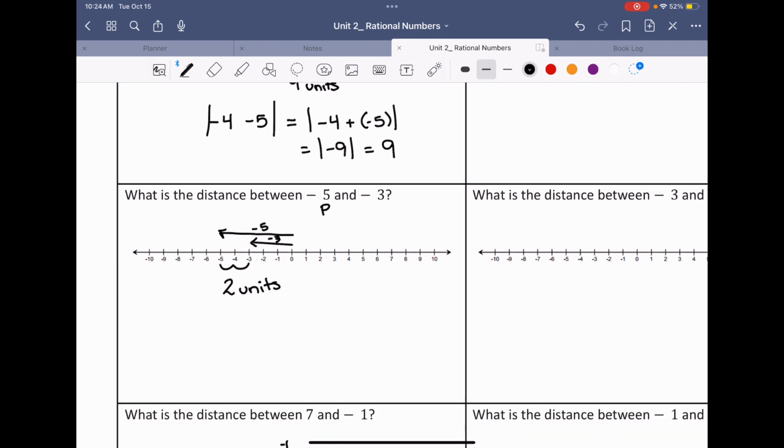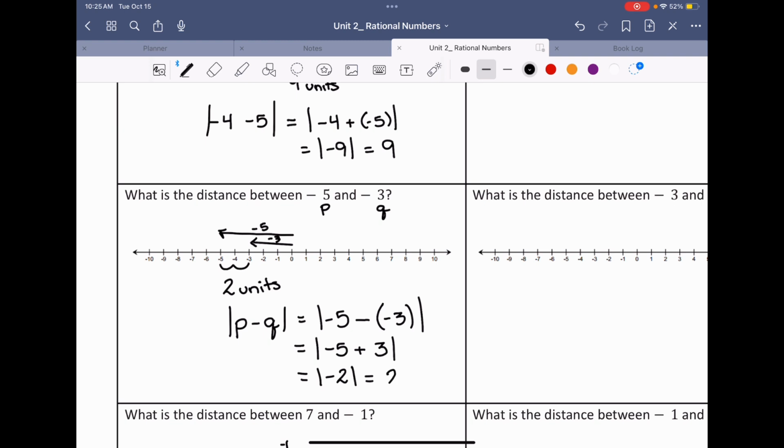So P, Q, my formula, remember, P minus Q. I'm going to plug those in. -5 minus, be careful here, minus -3. I have to leave, change, change. So leave -5, change, change. So now this is -5 plus 3. So 5 minus 3 is 2, should be negative 2 since the 5 is bigger. Absolute value of negative 2 is 2, so we should have 2 units.